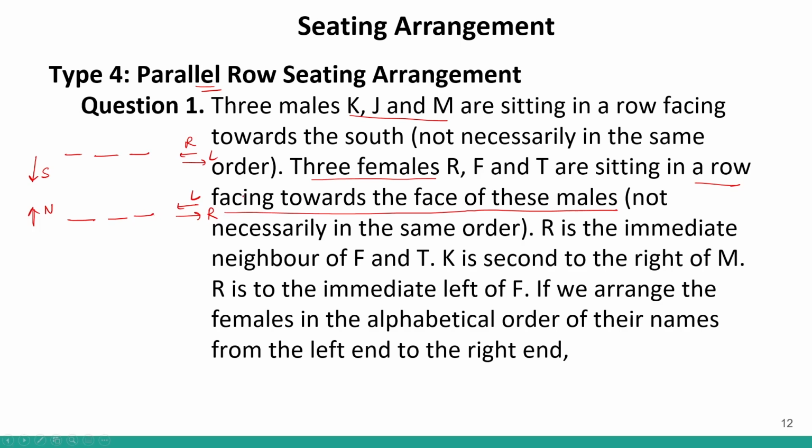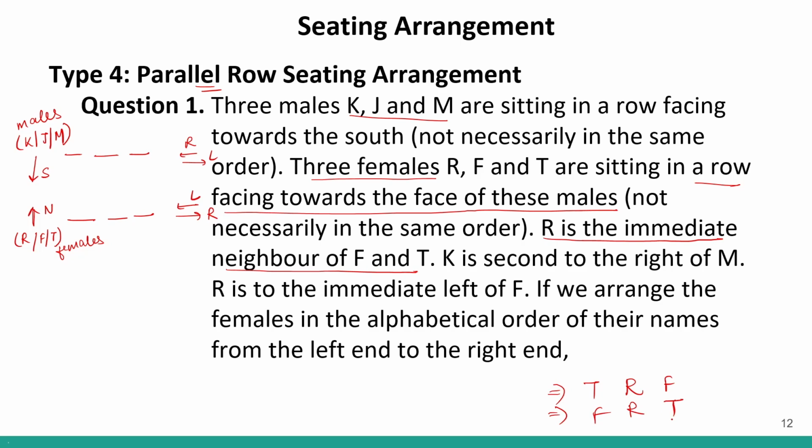Now, R is the immediate neighbor of F and T. So R, F, T, if I write, these are the females. R, F and T are females and K, J, M are males. Correct? These are your males and these are your females. Now it is given to us that R is the immediate neighbor of F and T. So this is possibility 1, or we have another possibility with F and T.